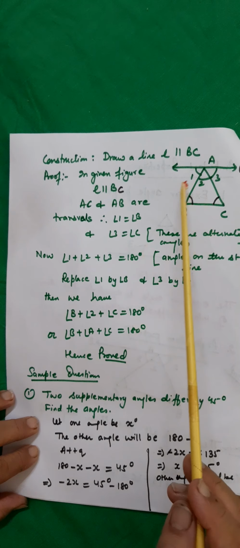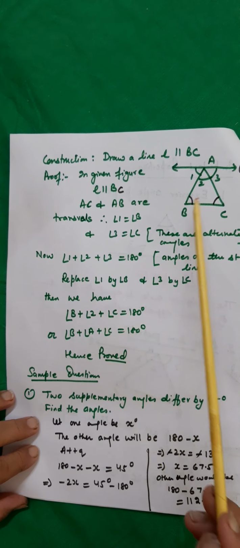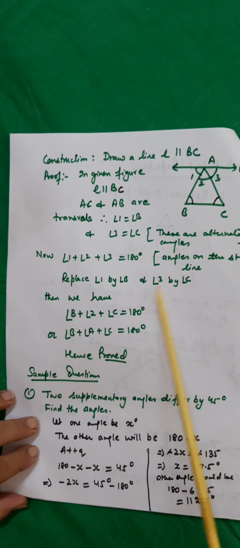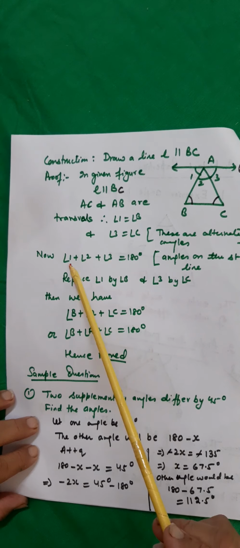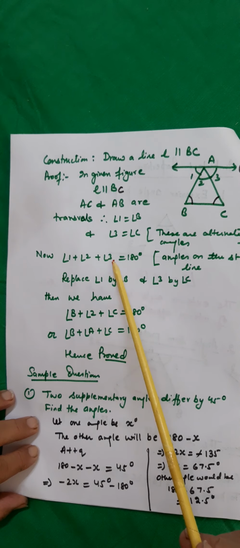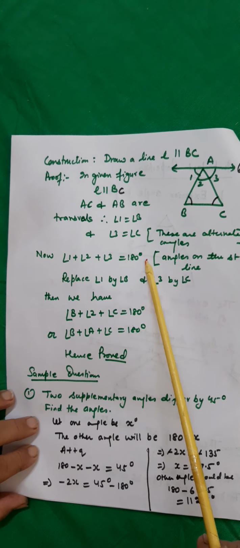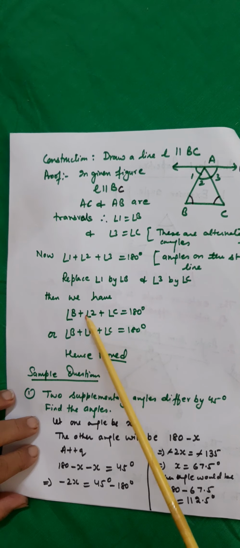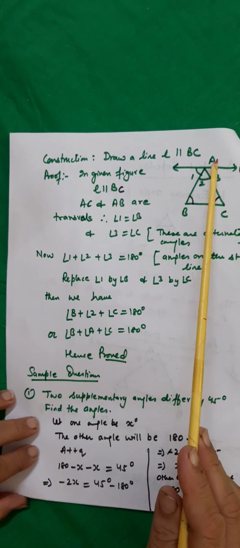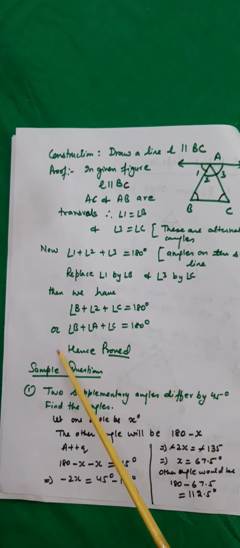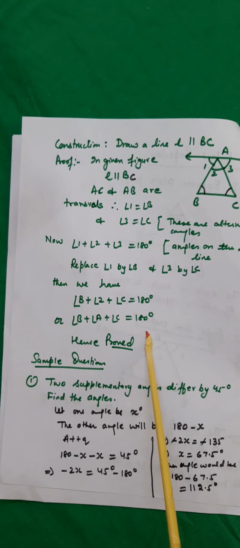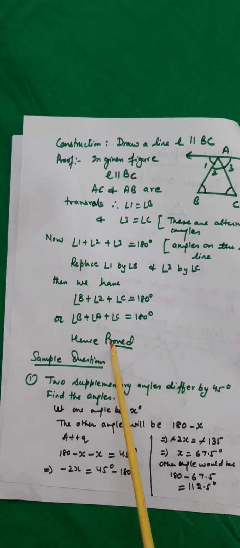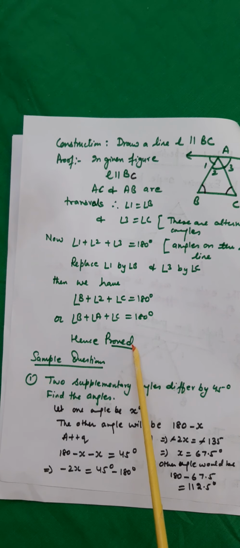We can replace angle 1 by angle B and angle 3 by angle C. Then this equation will become angle B plus angle 2 plus angle C is equal to 180 degrees. Also, we can replace angle 2 by A because they are the same. So, we have angle B plus angle A plus angle C is equal to 180 degrees. Hence, proved that the sum of all three angles of a triangle is 180 degrees.